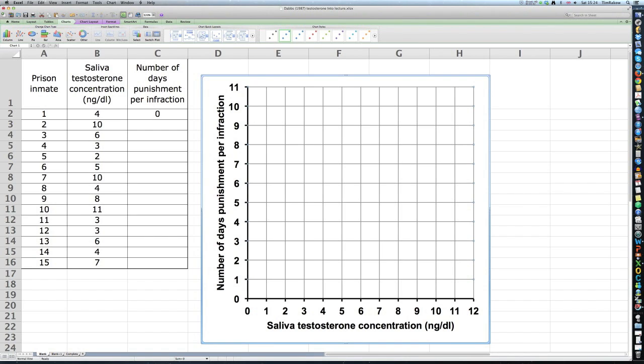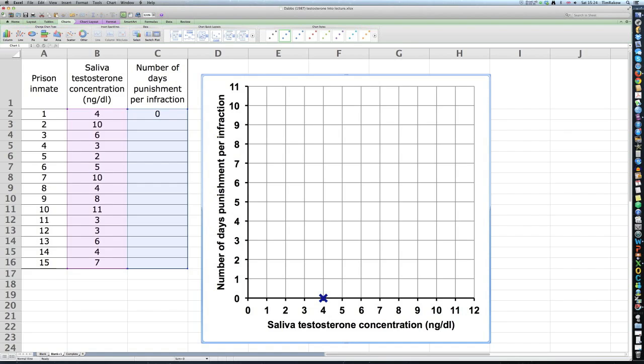So I've got this grid set up in Excel, but I'm going to get you to do it by hand on your own handout for this example. So for the first inmate, their saliva testosterone concentration was 4. It's measured in nanograms per deciliter, but the key thing is the number we're looking for is 4. So that's along the horizontal axis. We count 4 across, and then their number of days infraction is 0. So for them, their point is going to go there. 4 across and 0 up.